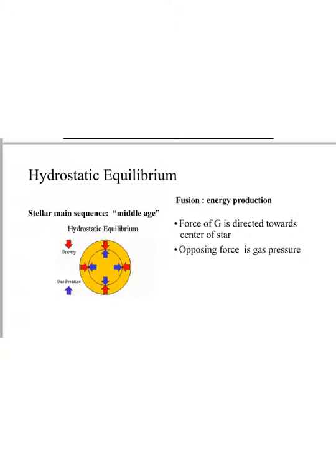So our sun is only about 5 billion years old. It's got a long time before there's going to be any change within the sun. There will still be this equilibrium and balance.